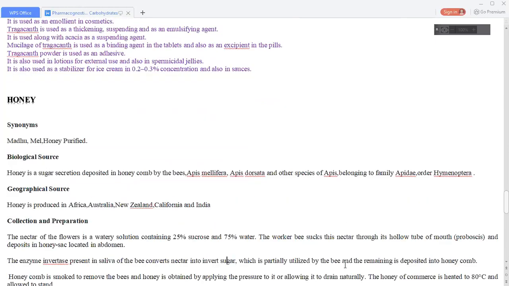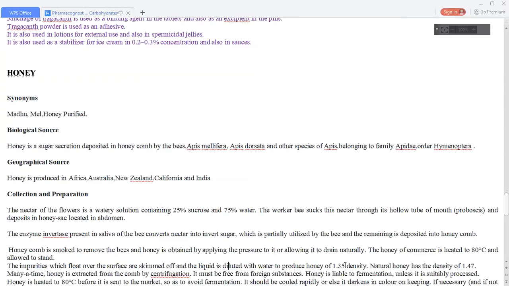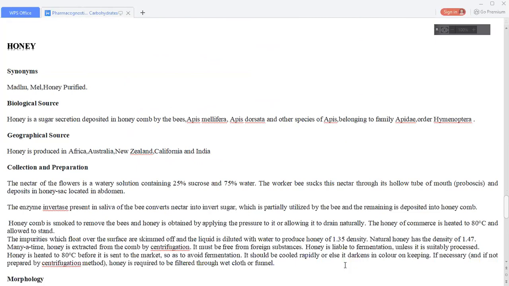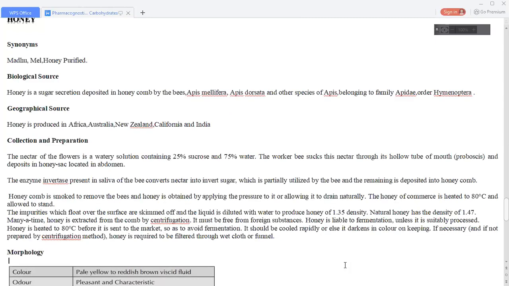Next, coming to the next primary metabolite, that is honey. It is generally not obtained from plants, but it's a natural source. Coming to its synonyms, it is also called madhu, mel, honey purified or purified honey.